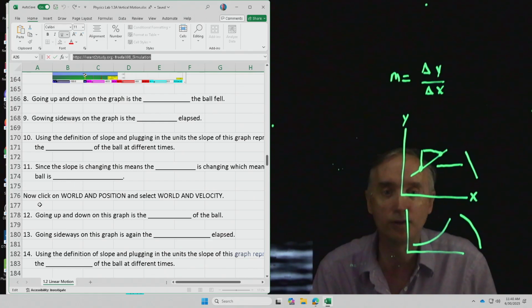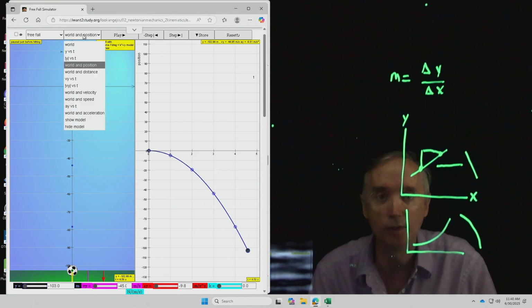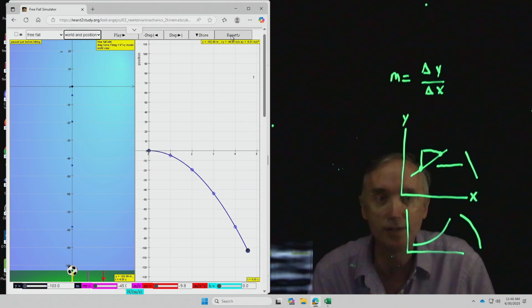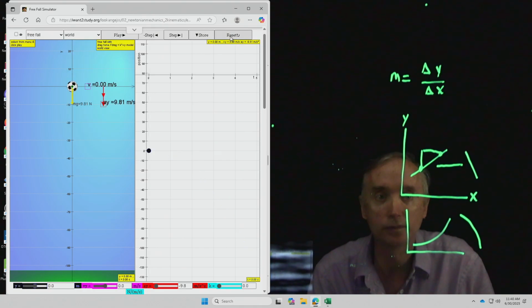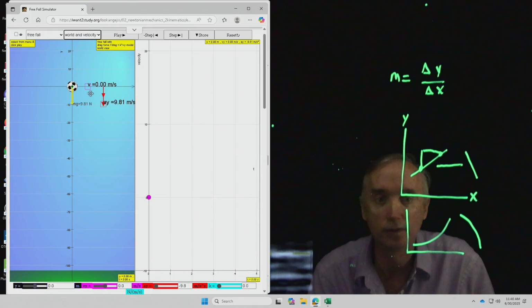Okay, now we're going to click on world and position and select world and velocity. So we're going to go back to here, and again we're going to click on this, but this time we want world and velocity, and so that's going to be this one right here. Oh, and before I do that, let's go ahead and reset it. Okay, now go back to here, and then world and velocity. Okay, and then hit the play button.